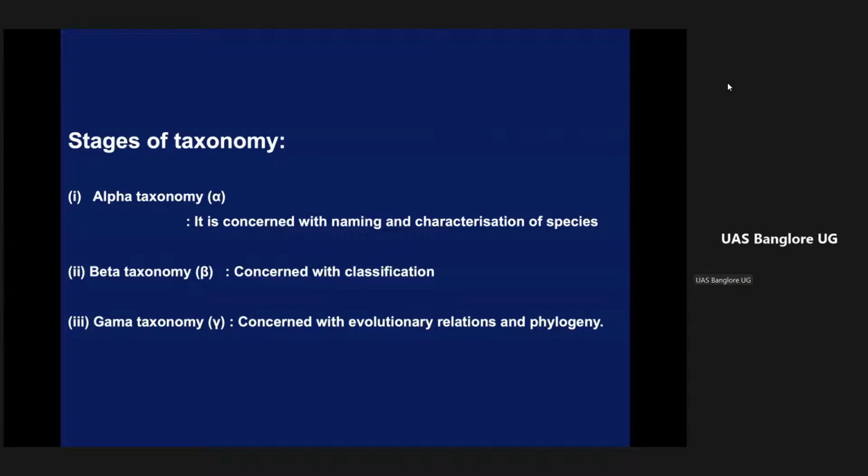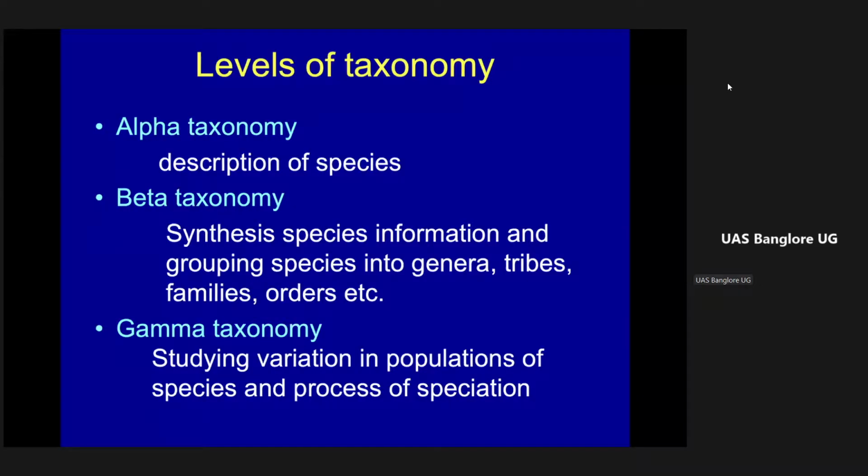Then what is gamma taxonomy? Gamma taxonomy is concerned with the evolutionary relationship and the phylogeny. So you are studying the variations in the population. Suppose there are 10 or 20 individuals of a species, one of them is a little dark, one a little red, one green. So you are looking at the same species, and you are getting deeper into that. Why is it 2 centimeter? Why is it 2.5 centimeter? You are looking at the variation, at the species level, or the process of speciation. So you are looking at more details. That becomes gamma taxonomy. Clear?